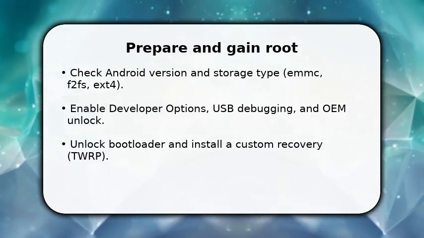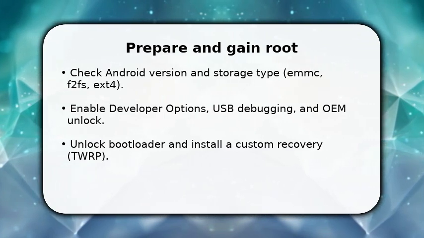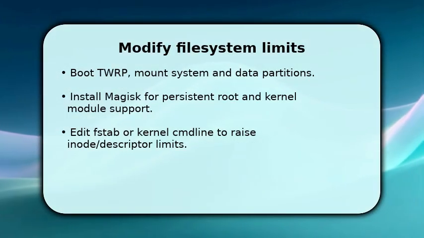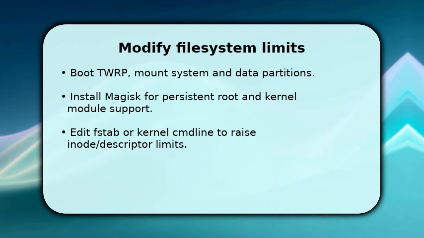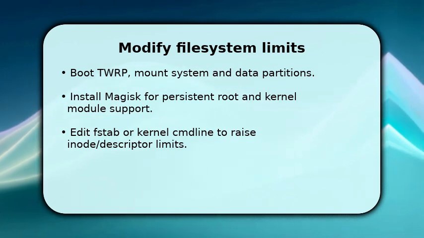Now you'll change limits that constrain file counts and descriptors. Boot into TWRP and mount system and data partitions. This gives full access. Install Magisk if you want persistent root plus module support, then reboot to recovery if required.